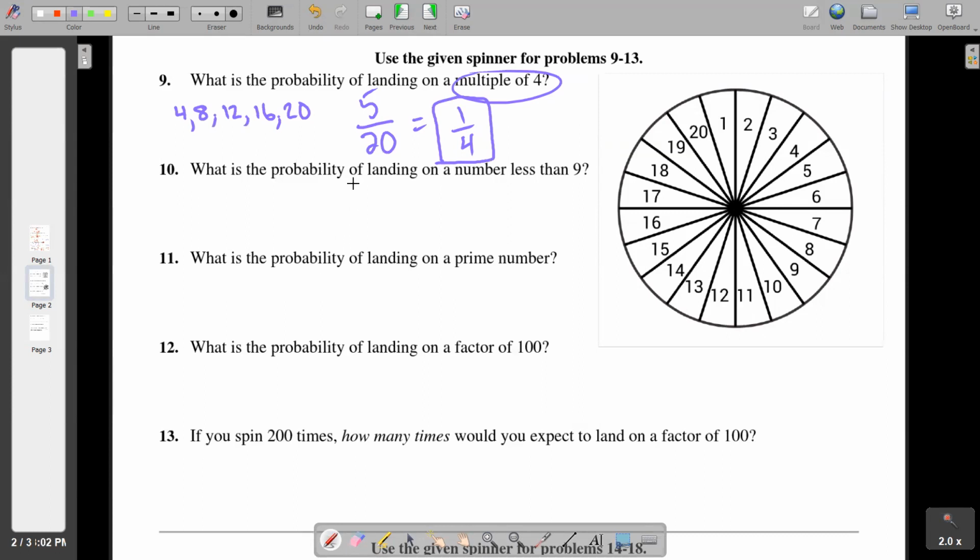Question number 10 says, what's the probability of landing on a number less than 9? And I feel like, again, as a courtesy, I would just list the numbers that are less than 9. And they are 1, 2, 3, 4, 5, 6, 7, and 8. All those constitute less than 9. And how many is that? That's 8. And that's out of 20. And then I reduce that by dividing those both by 4. I get 2/5.